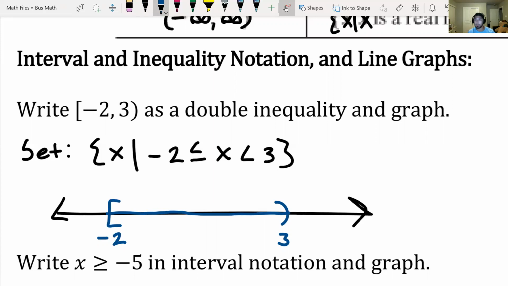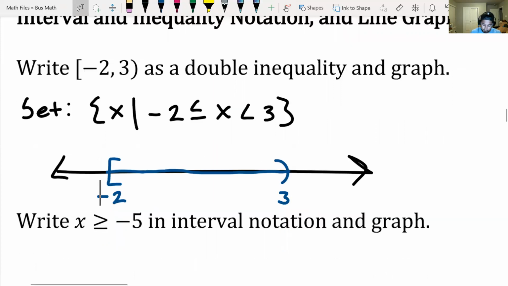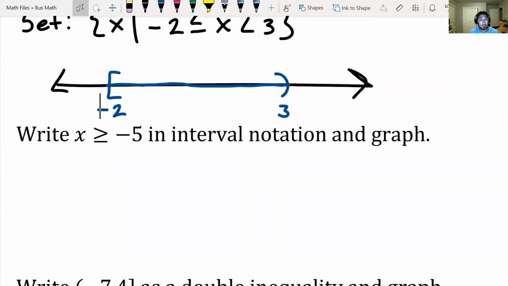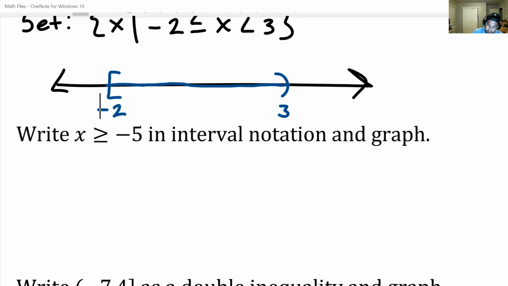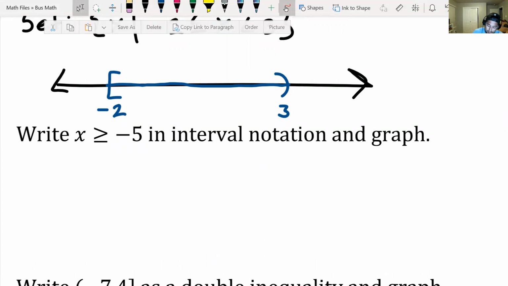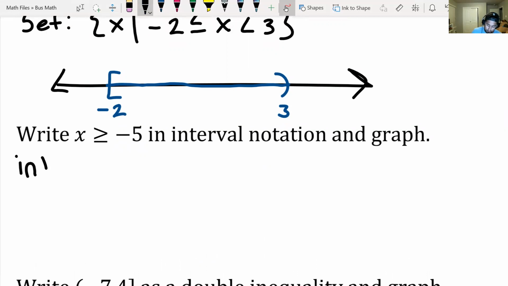There you go. That's graphed. Okay. Next, write x is greater than or equal to -5 in interval notation and graph. Okay. So they want interval. So x is greater than or equal to -5.